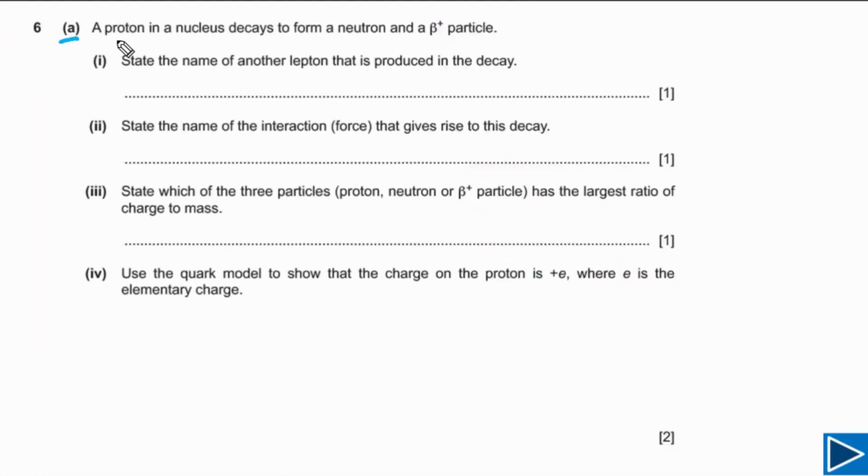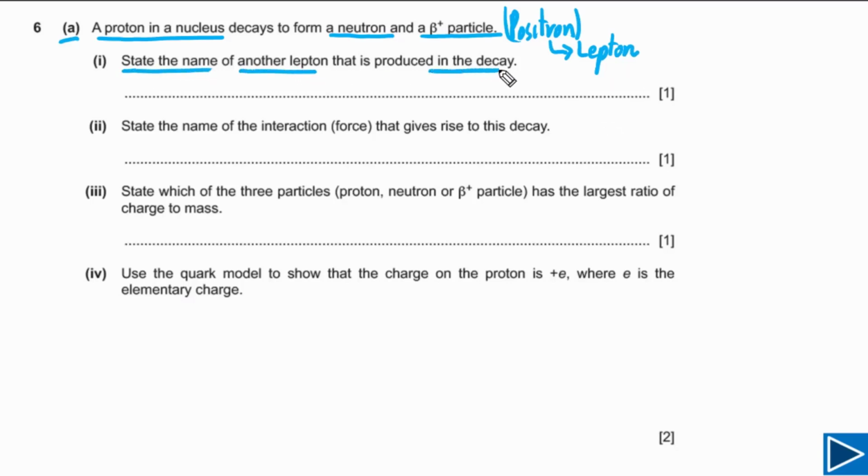For part A, it is given that a proton in a nucleus decays to form a neutron and a beta plus particle. A beta plus particle is in fact a positron, the antiparticle of the electron, and this positron is a lepton. So we need to understand that a positron is a lepton, belonging to the lepton family. For part 1, we need to state the name of another lepton that is produced in the decay.